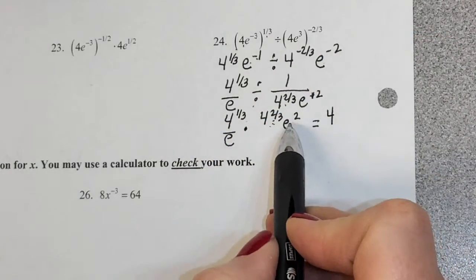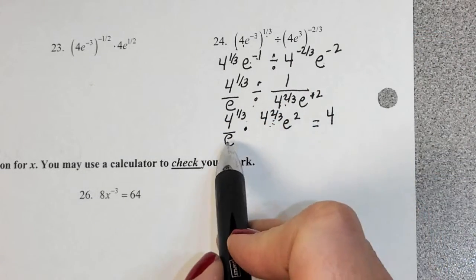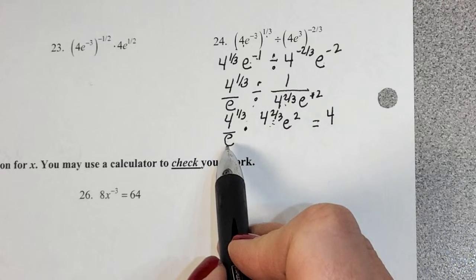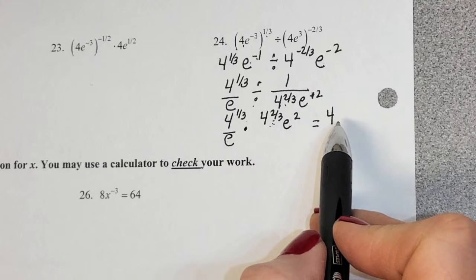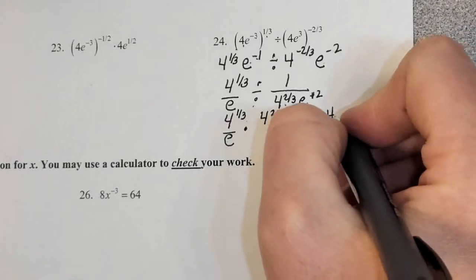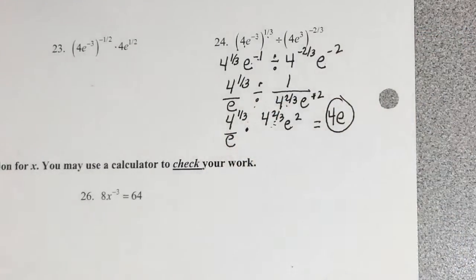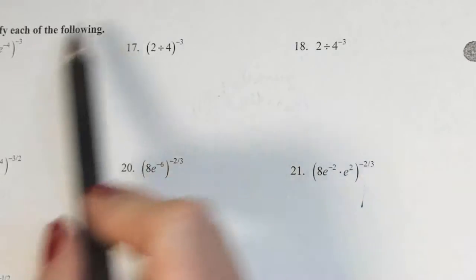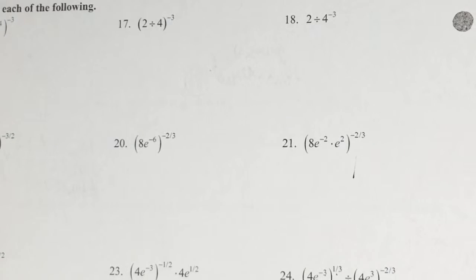And then, what should I do with this? If we're dividing, what do we do with the exponents? Subtract, so what's the answer going to be? Just 4E. Okay, that's the toughest one. Just make sure you are careful with your rules as you're going through these.